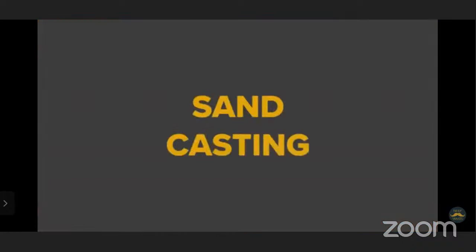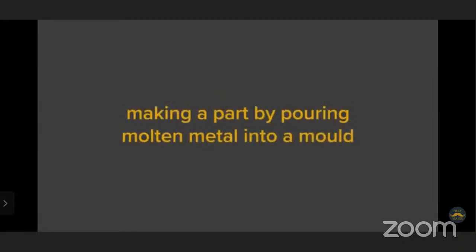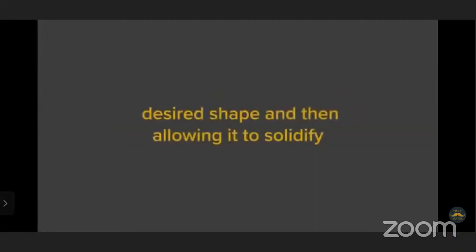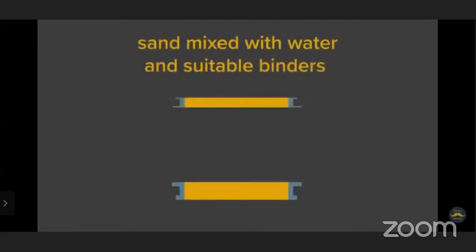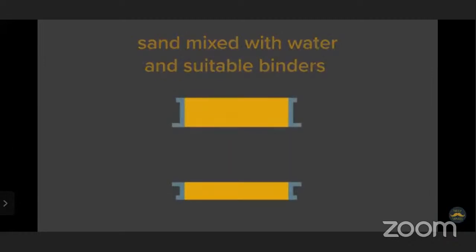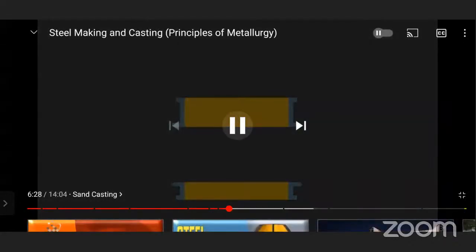Sand casting is a process for making a part by pouring molten metal into a mold, having a cavity of the desired shape, and then allowing it to solidify. In sand casting, sand mixed with water and suitable binders is the molding material. So we mix sand and water, and we pass it with a high force.